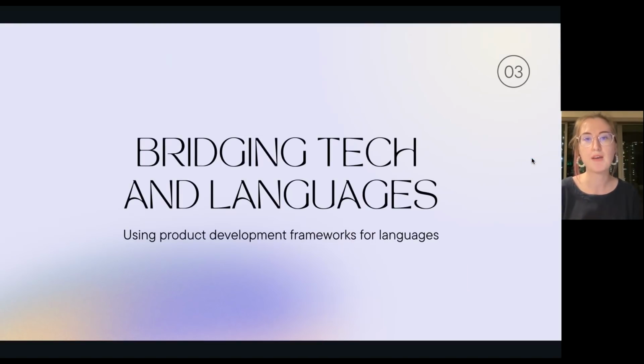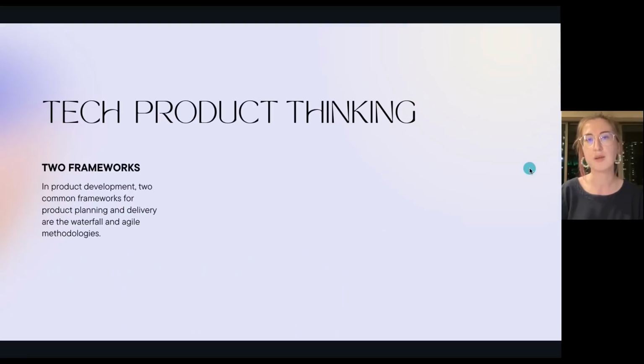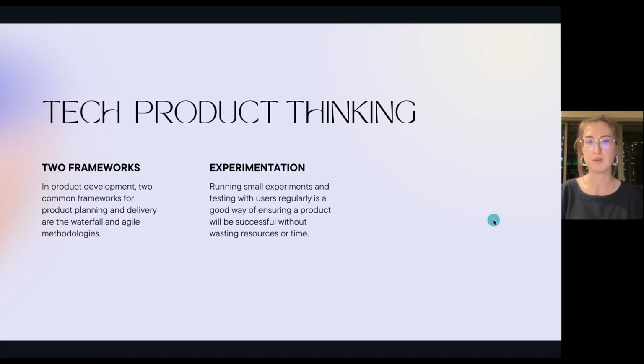So let's talk a bit more about how we can use some more product or tech thinking and frameworks in language learning. We've talked about system design and how we can use systems in our languages, but let's look at some other frameworks that we use in tech. So in product development, where I work in a startup, there are generally two frameworks that you can employ for building apps and digital products. They are called waterfall and agile, and I'll dive into them in just a moment.